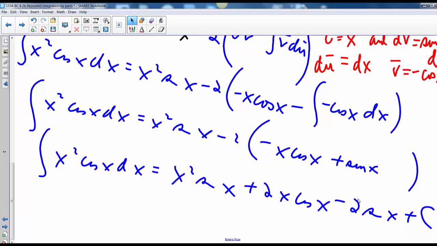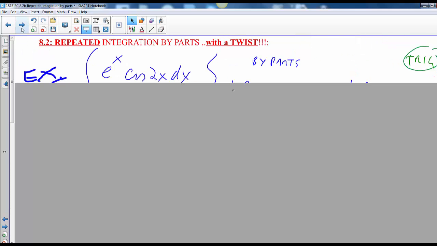But I want you to start getting used to writing the original equation on the left side, and you'll see why. So this is the repeated integration by parts with a twist. Okay, so obviously nothing else is going to work here.